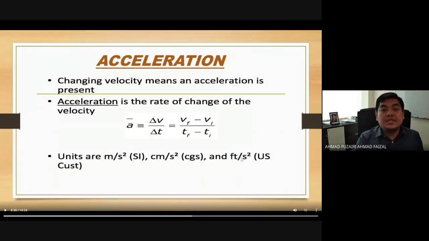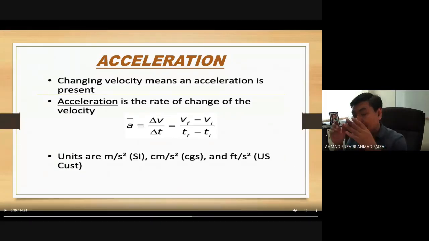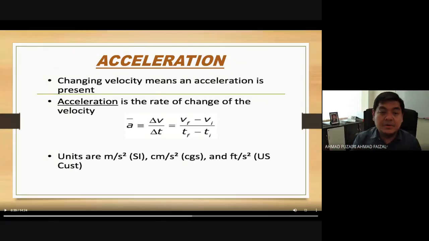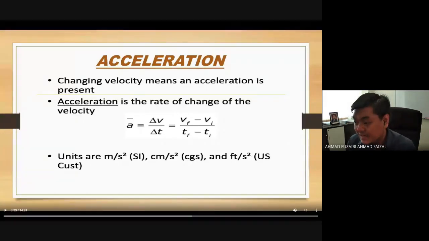Okay. So changing velocity means an acceleration is present. After you learn about position, and then velocity, now you learn about acceleration. So what is acceleration? Delta v, definitely a velocity, over delta t, meaning the change in velocity over the change in time. And of course the unit for acceleration is m/s².